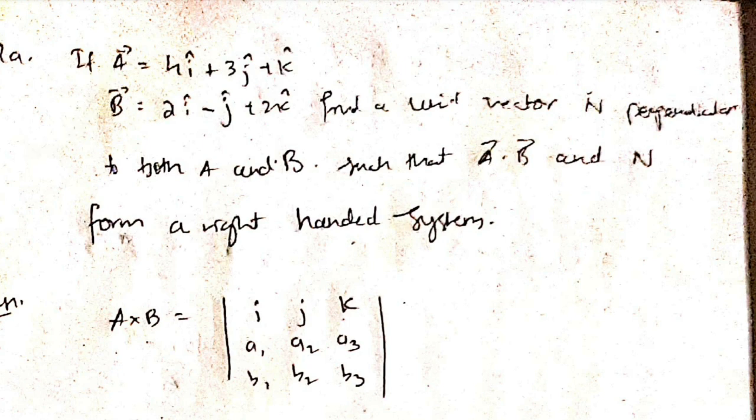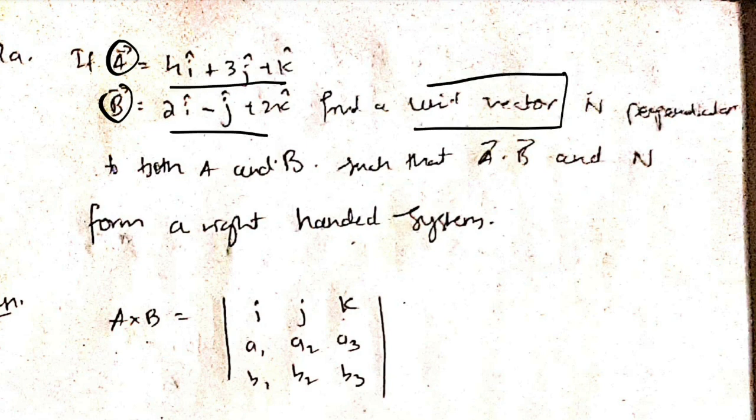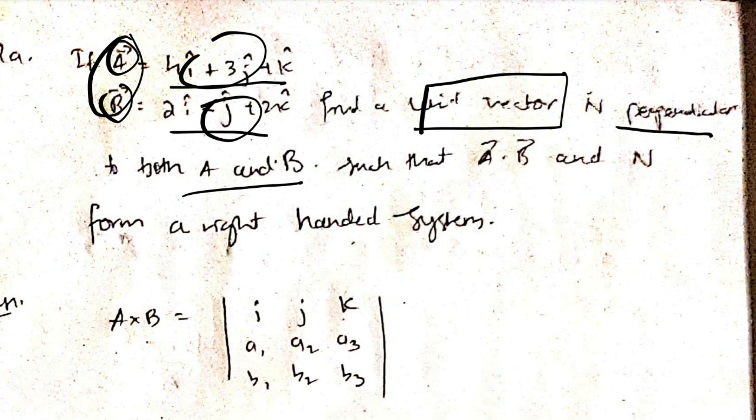Okay, so see what is given to us: a and b. These are the two vectors given to us, and we have to find a unit vector perpendicular to both a and b. How can we find a vector which is perpendicular to both of these? Whenever perpendicular comes, keep in mind we have to find the cross product. This is a, this is b, perpendicular to that is the cross product.